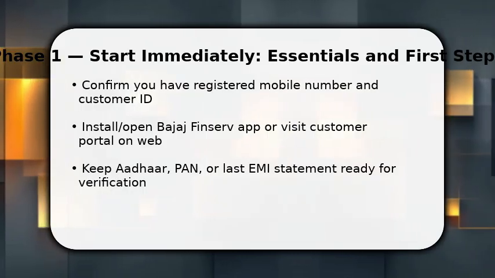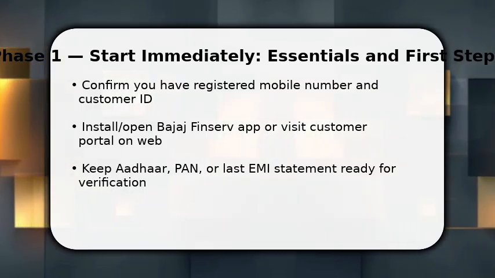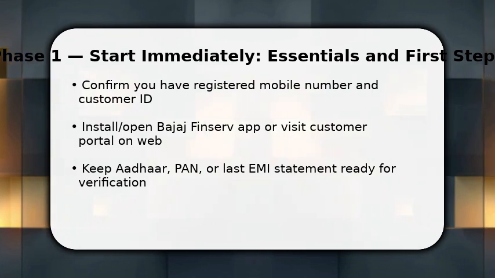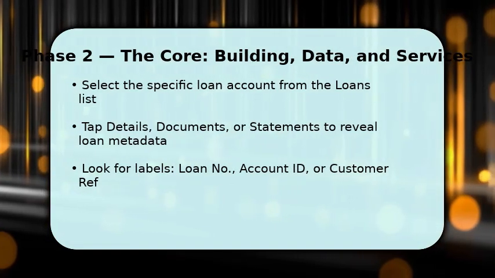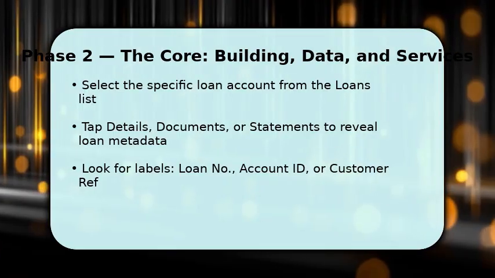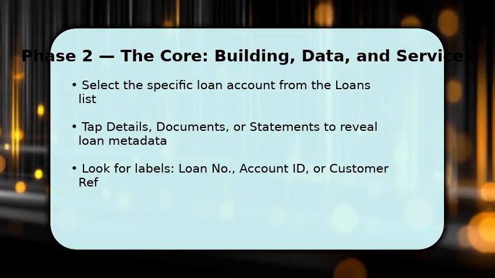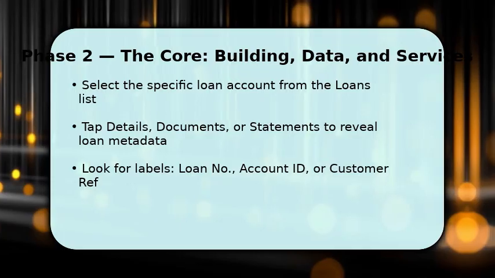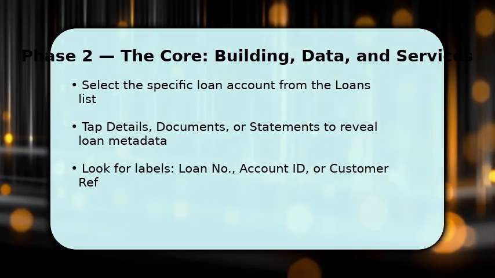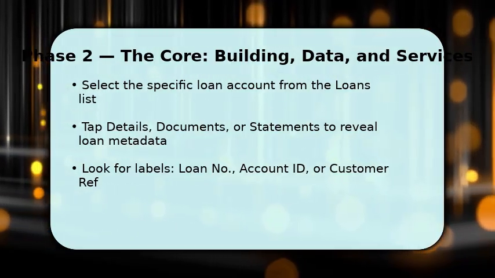After verification, the app shows an account list. Pick the loan account type you want to inspect to continue. Now that you have opened the loan account, navigate to the Details or Documents tab. This is where identifiers live. You might need to open statements or disbursement advice. Those PDFs often display the loan number at the top.